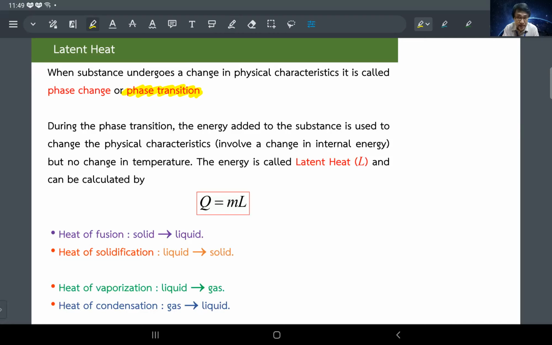Does that make sense? All right, so that's why, back in the historical days, they called this the latent heat. It's latent because it means hidden heat.